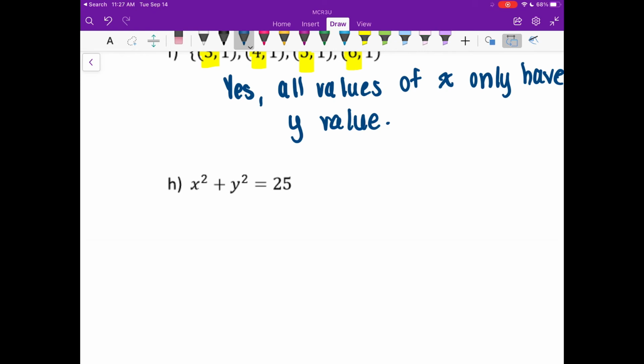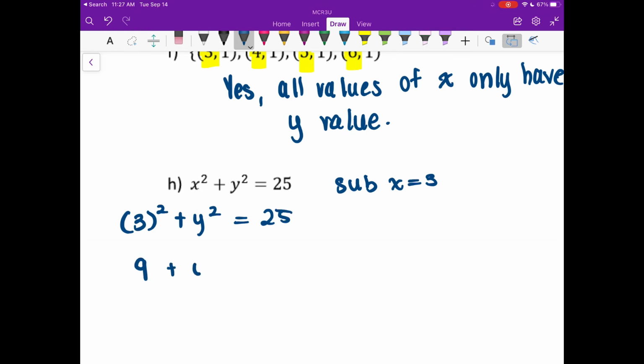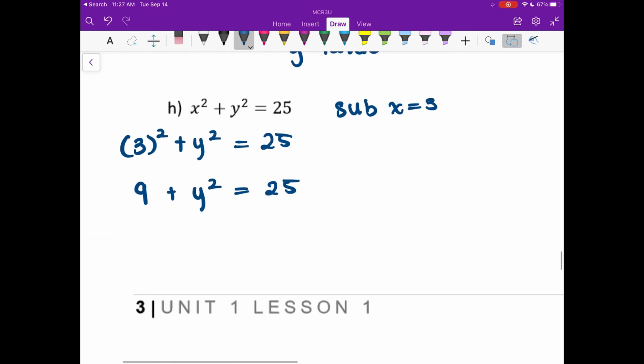Moving on. So again, I said this one was a little bit tricky just because of the number. If you picked 5, it wouldn't give you necessarily the right number. So I'm going to sub in x equals 3 because that's just the number I picked. So I put in 3 for the x. I got 9 plus y squared equals 25. I want to get that y squared on its own. So I'm going to move the 9 to the other side, minus 9 on both sides. So I'm left with 25 minus 9 because 9 minus 9 cancel out.